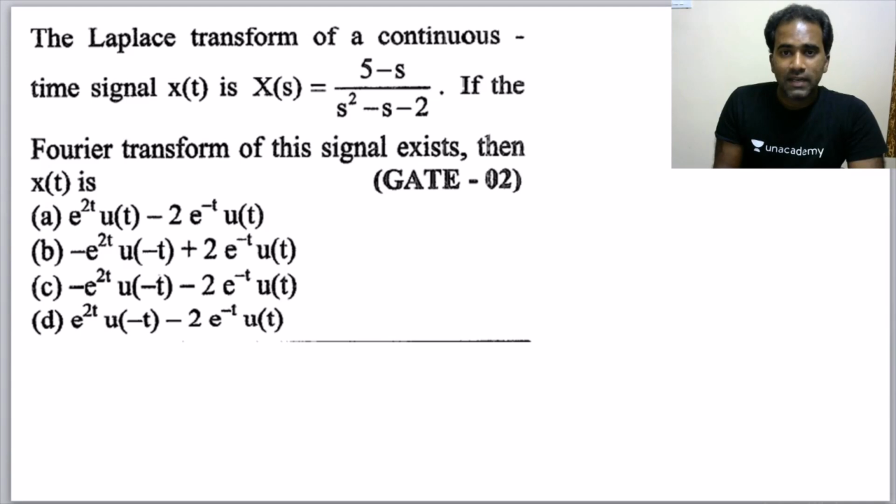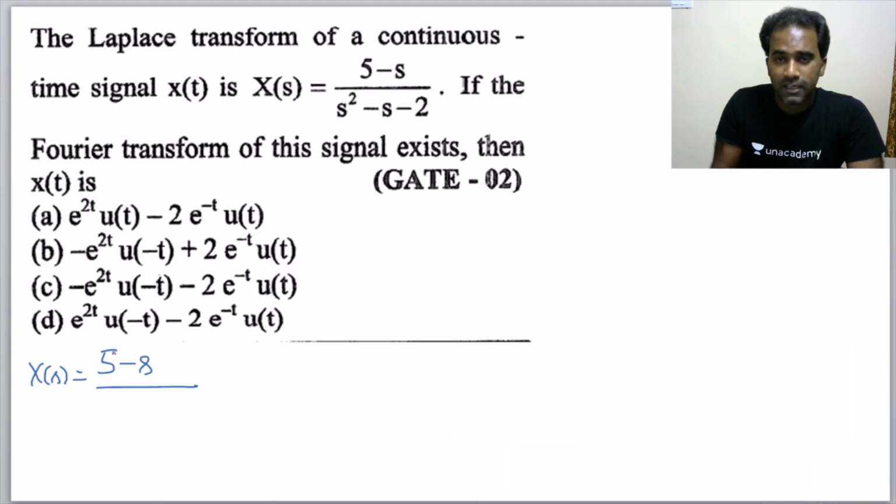Fine. So let us do the next question using the same basics that we have used now. So 5 minus s. Let us write the Laplace transform by using factorization in the denominator. In the previous problem, they have directly factorized and given. In the present problem, they have not factorized. Let us factorize it. So shall we write it as s minus 2 into s plus 1? Is that okay? s square minus 2s plus s.